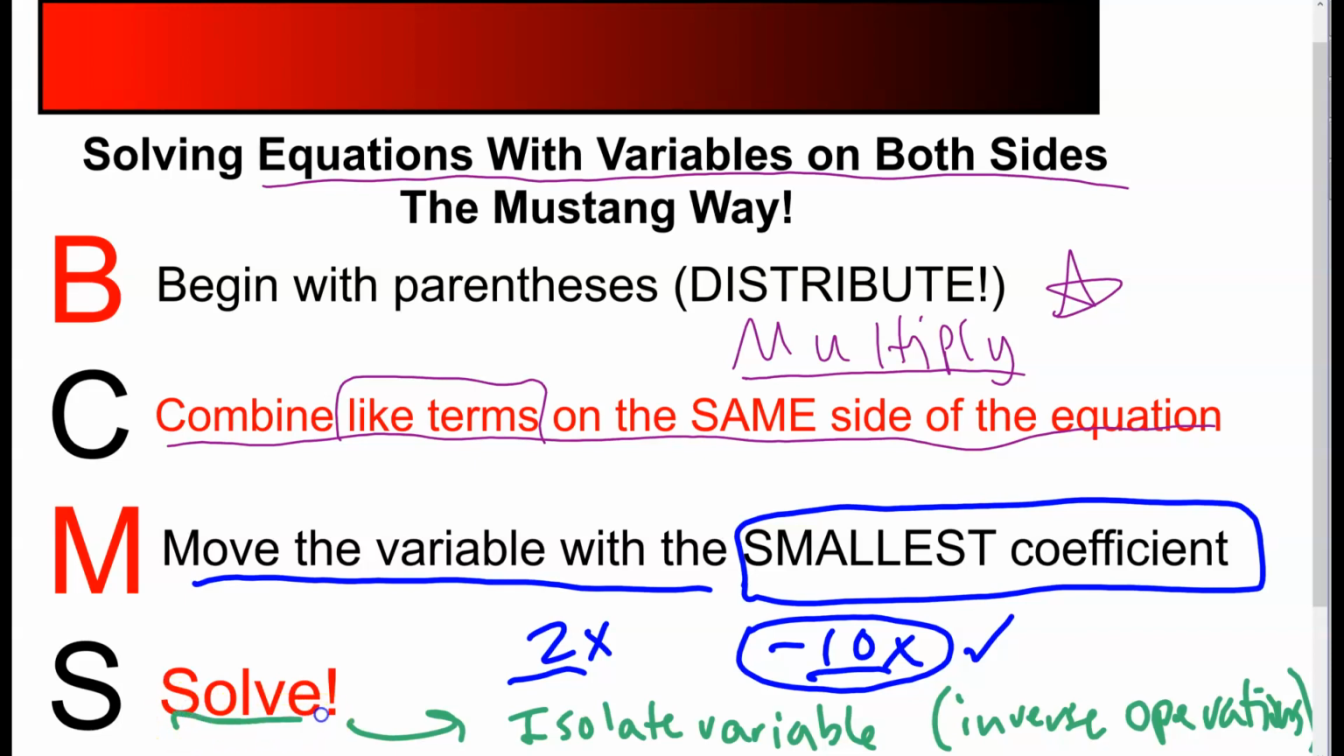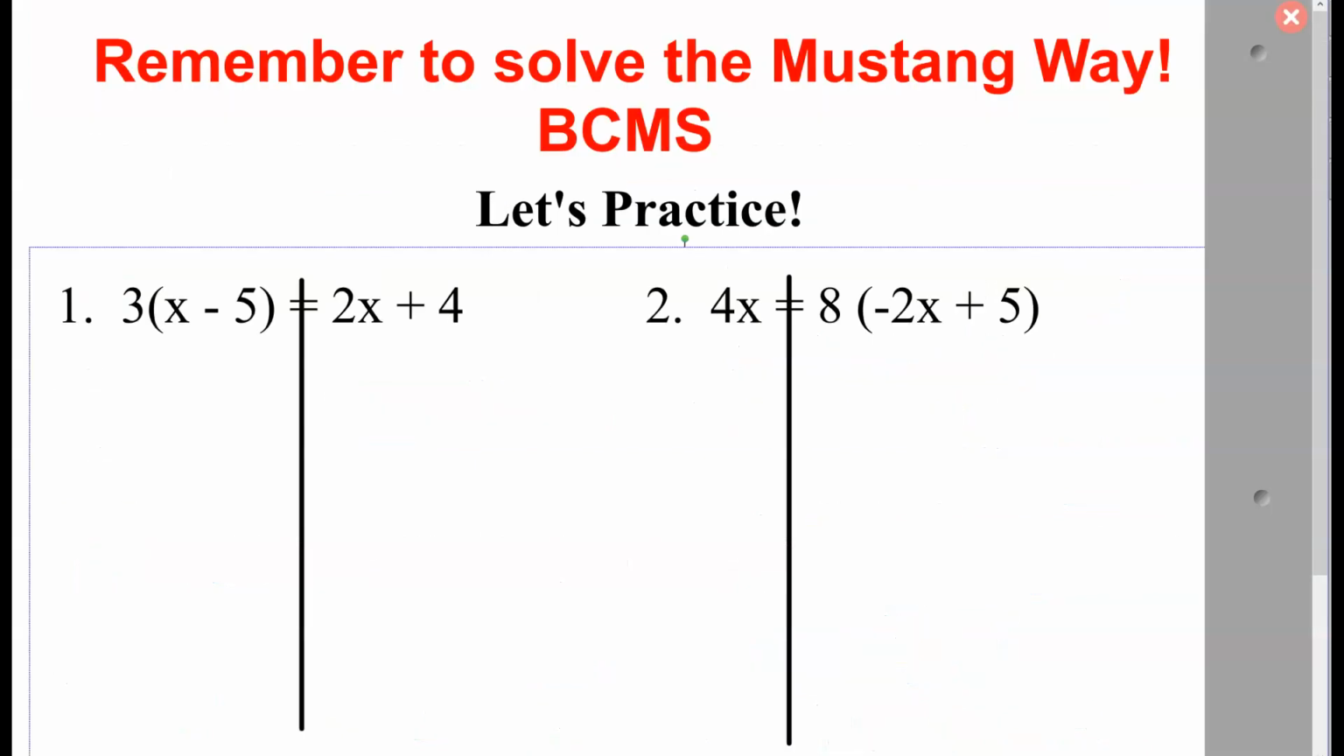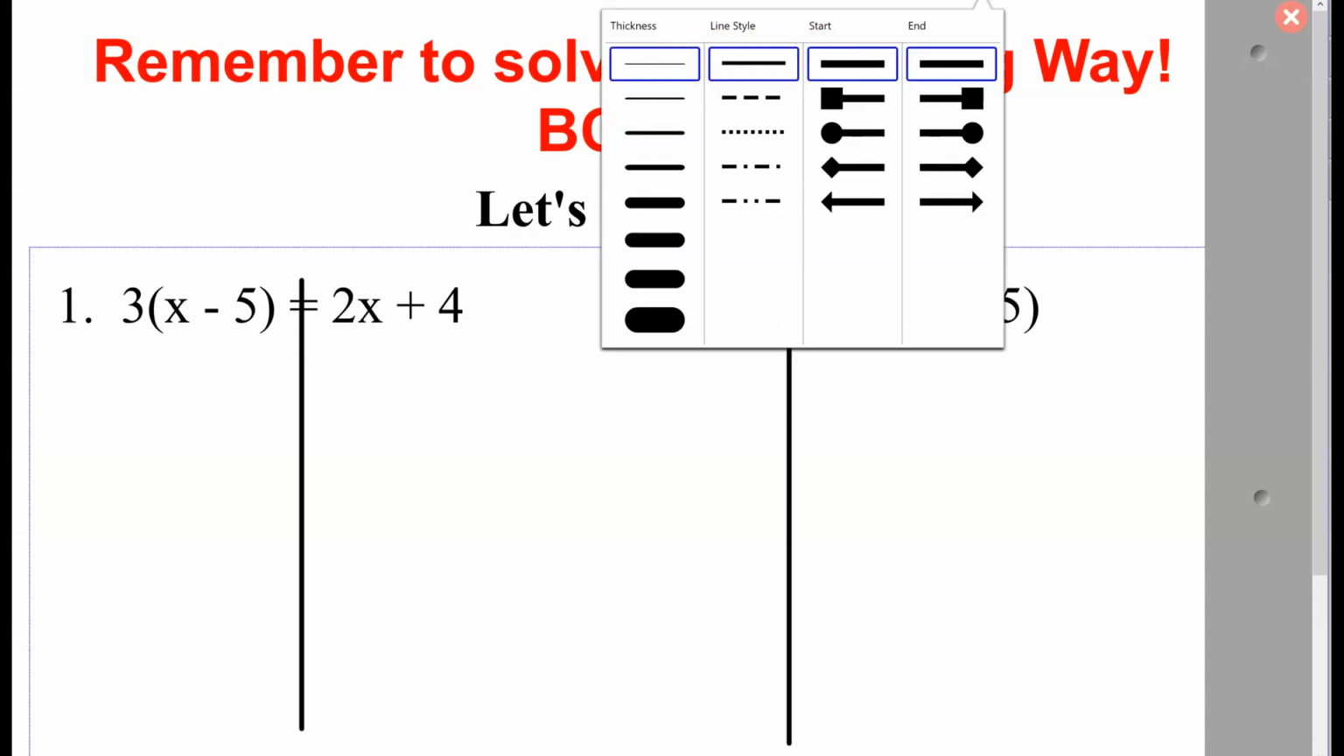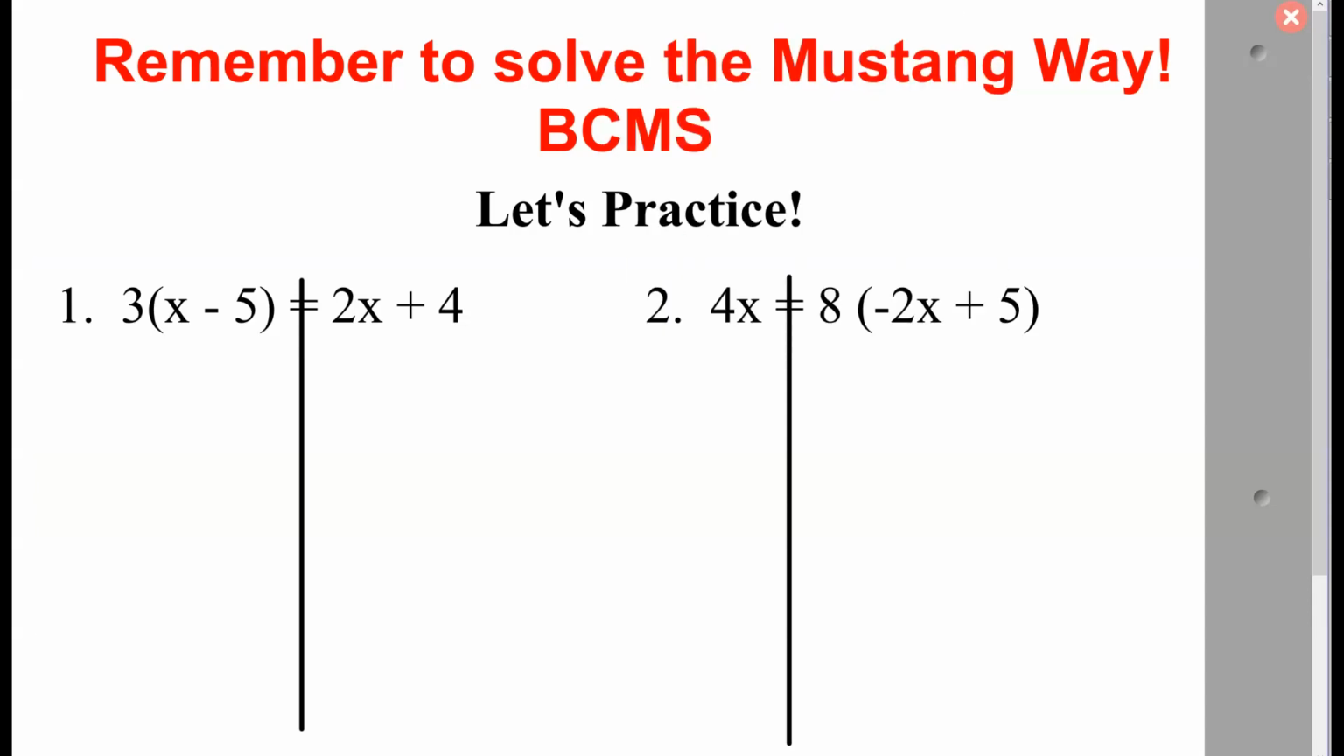And we like to solve, just like we've done all of our other equations so far this week, isolate that variable, get it by itself, right? And we do that by doing the inverse operation. So let's take a look at a couple examples here. We'll do these two together first, then give you guys a few to look at on your own, and then try to answer them together, okay?